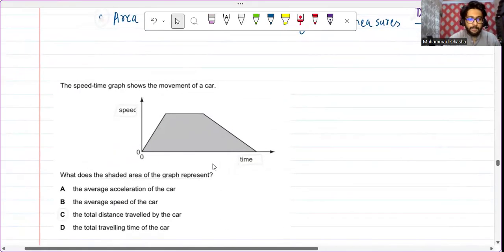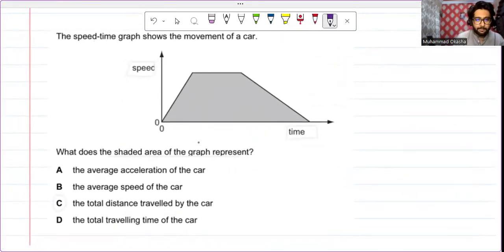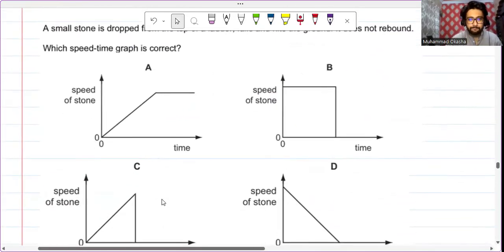Number one, the speed time graph shows the movement of a car. What does the shaded area represent? This is a speed time graph, and because of that, the area represents the total distance traveled by the car. We just saw it, because we're talking about the shaded area, and the area under a speed time graph represents distance traveled.